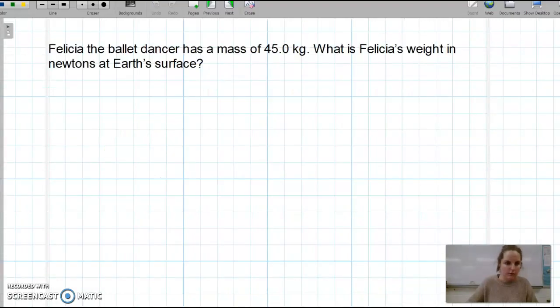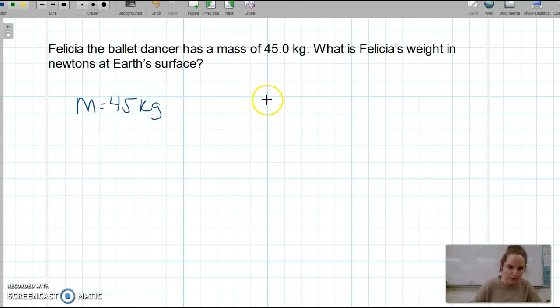All right, let's move on to another example. So Felicia, the ballet dancer, has a mass of 45 kilograms. What is Felicia's weight in newtons at Earth's surface? So, what are we given in this problem? Well, we are given the mass again. So the mass is 45 kilograms. And what is Felicia's weight in newtons on the Earth's surface?